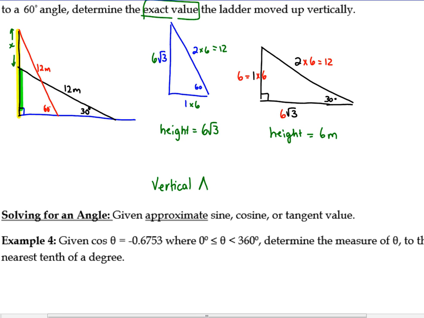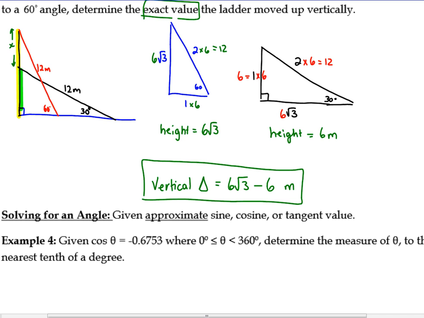Vertical change equals, which one's the larger height? 6 root 3 or 6? So 6 root 3 minus 6 meters is your answer. Take my special triangle and just multiply it by that scale factor to get the new ratios of the new sides.